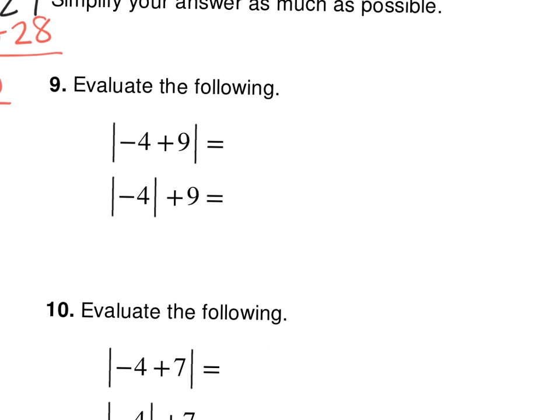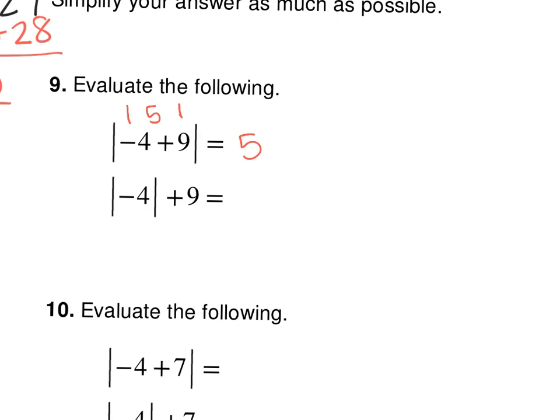Now we are moving on to absolute value. When you're working on these, think about what the question is asking. It wants to know inside our absolute value bars here, negative 4 plus 9. Well, negative 4 plus 9, we're going to keep our bars here, is 5. Well, what's the absolute value of 5? What is 5's distance from 0? Well, that's an easy one. It's 5.